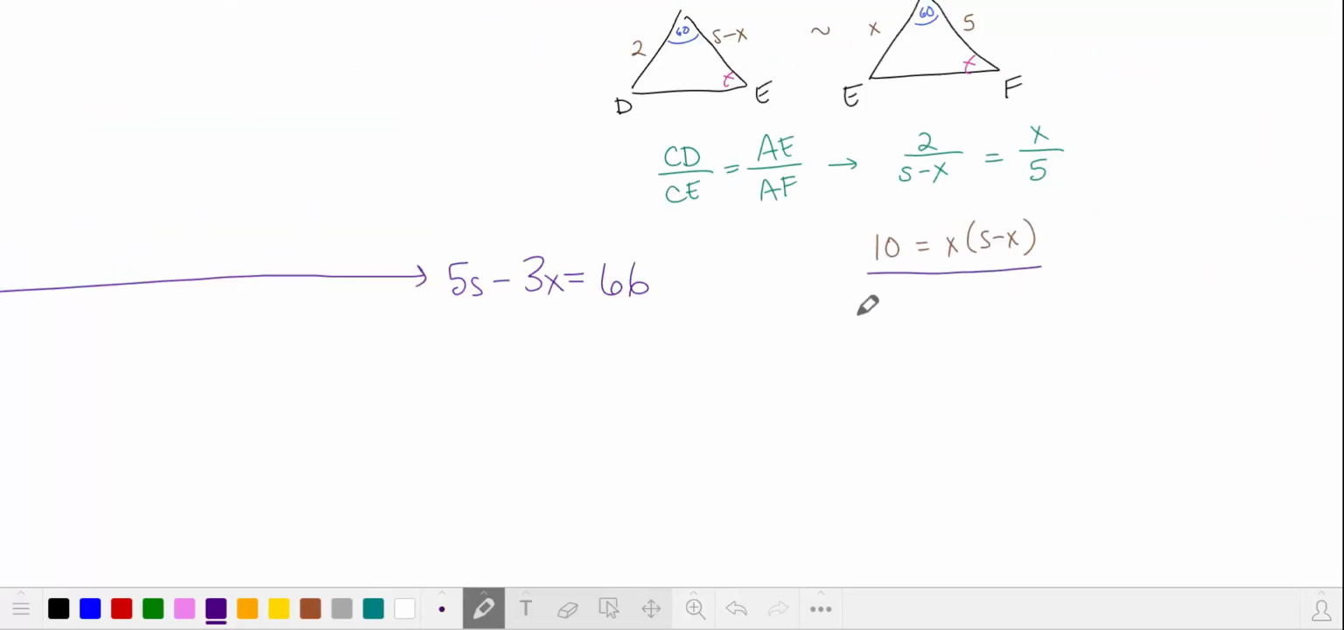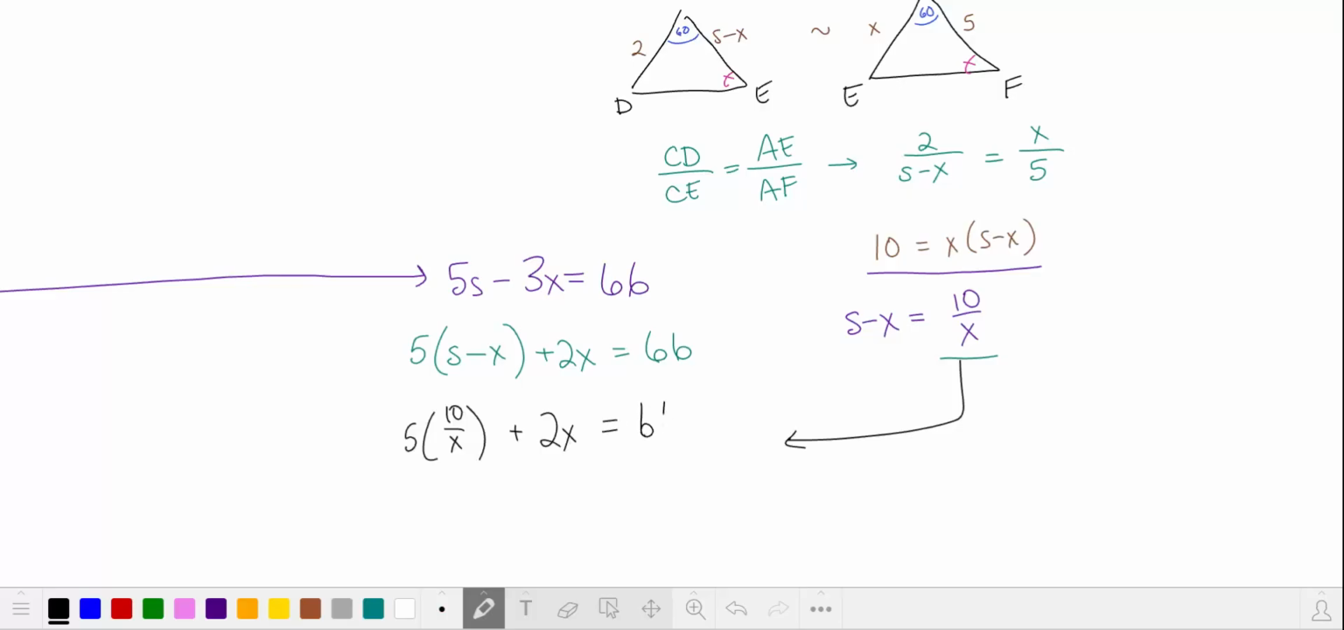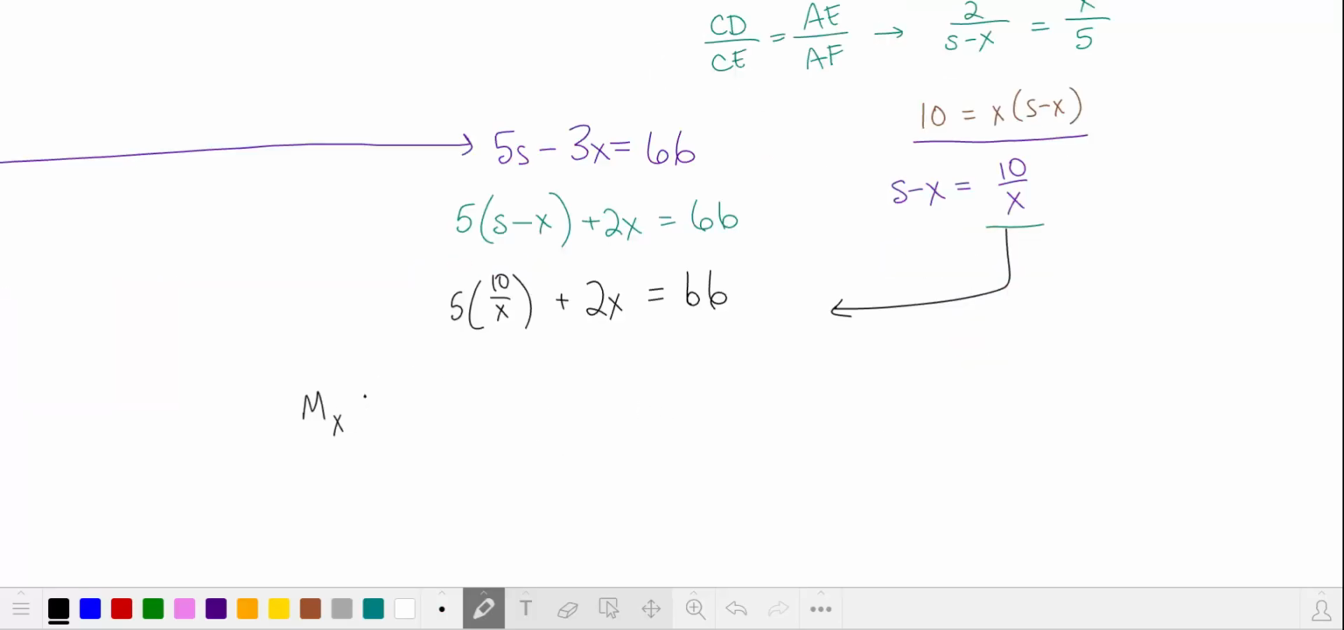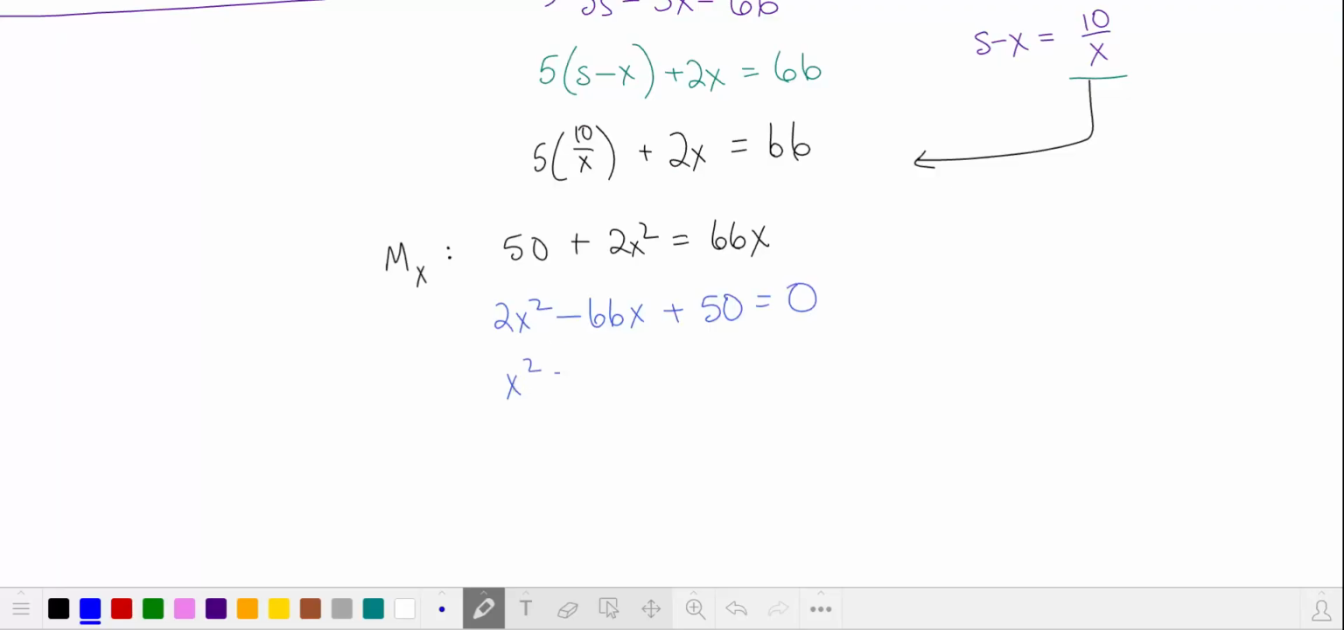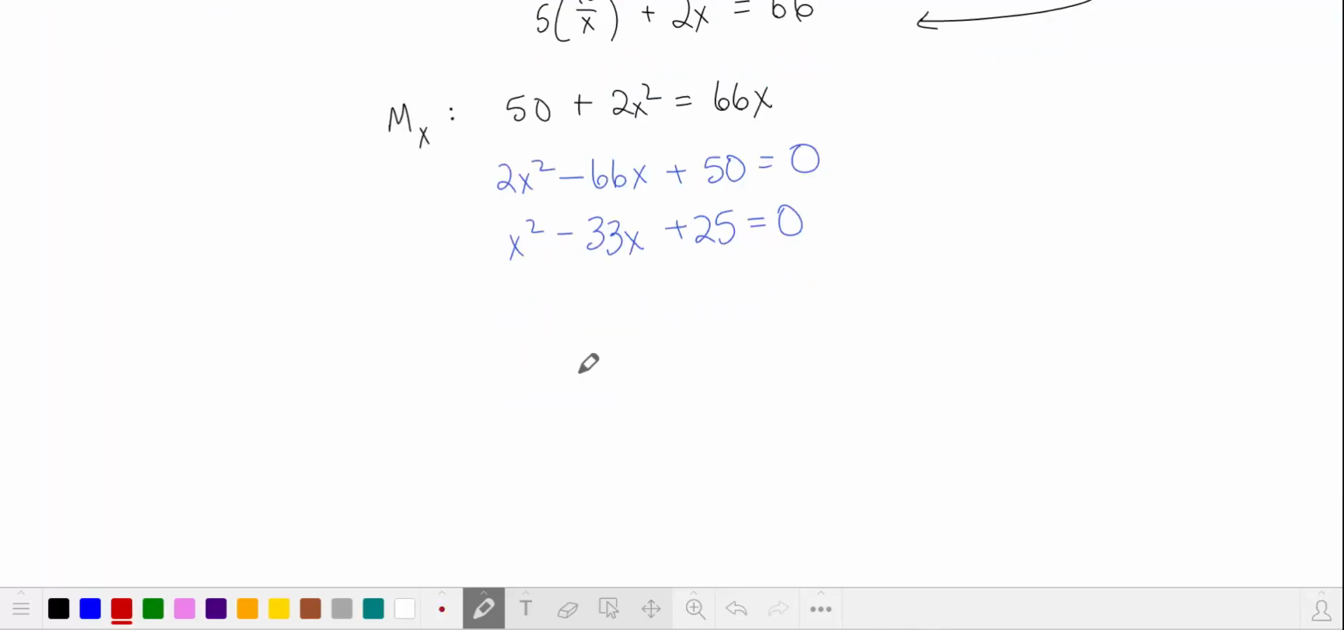So let's take this and solve for s minus x by dividing by x. To plug this into our first equation, let's factor out a 5, and we'll add 2x over here to balance. And now we can substitute, and we have just one variable now. We'll multiply by x to get our quadratic, and divide by 2. This won't factor, so we'll use the quadratic equation.